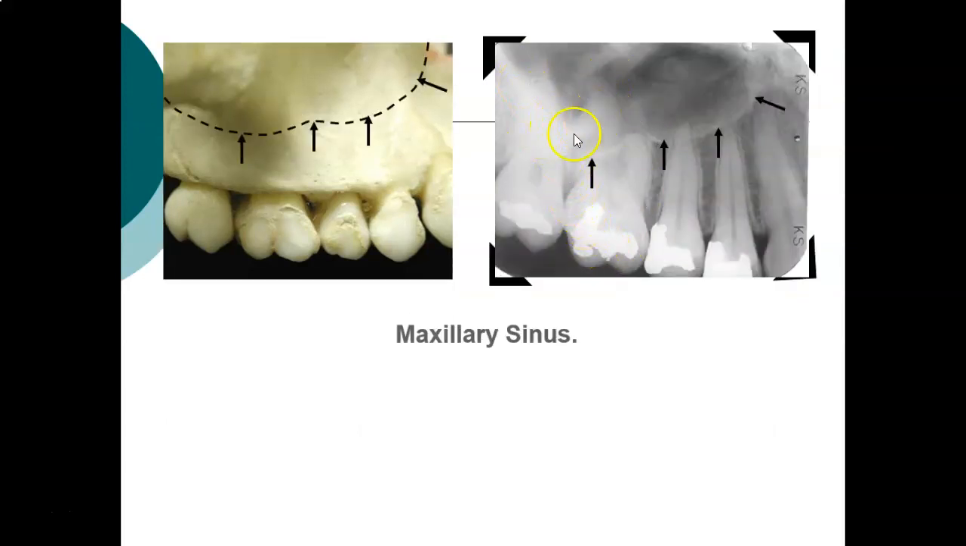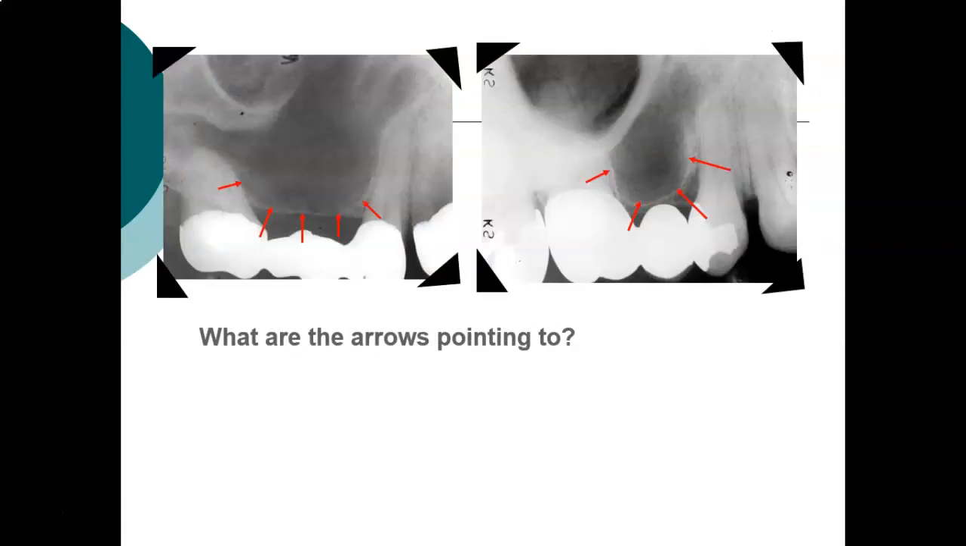So again, here's the zygomatic process and here's the floor of the maxillary sinus. So what are the arrows pointing to? Are they pointing to the zygomatic process or to the maxillary sinus? The thicker part here is going to be the zygomatic process, and this is going to be the maxillary sinus.